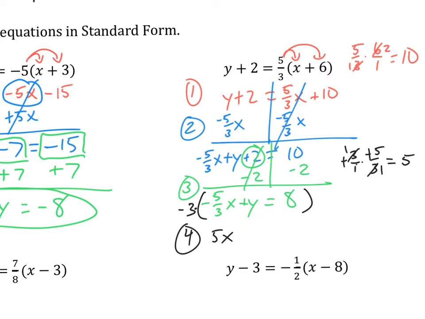Really, I'm just distributing this. So that gives me negative 3y is equal to negative 3 times 8, which gives me negative 24. And now my 5 is a positive integer, so I know that I have my final answer.